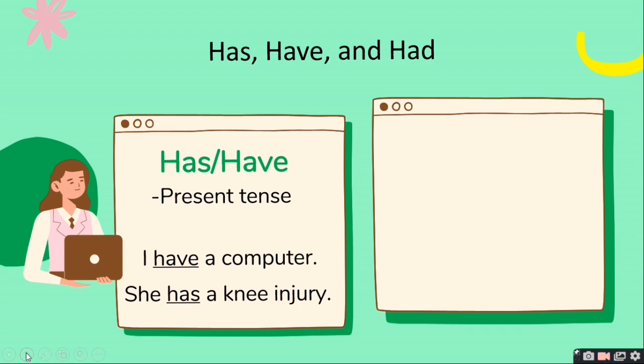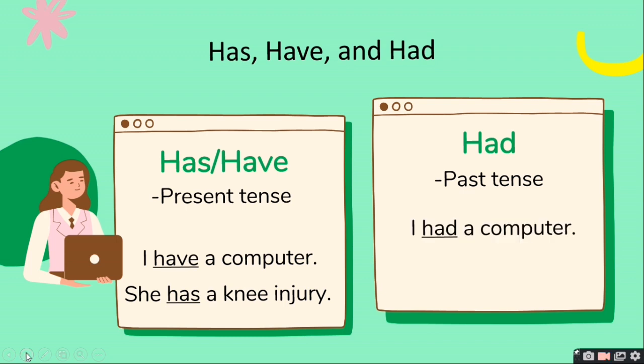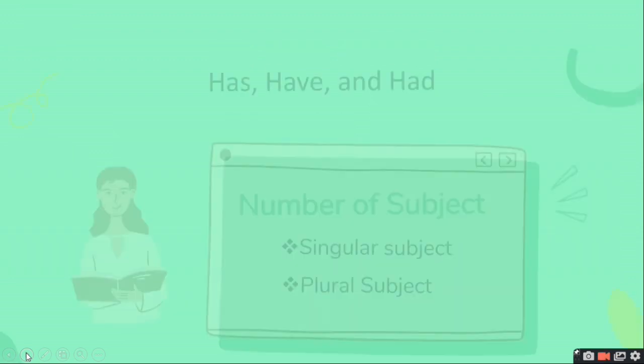Alright? Now let's move on to the verb had. Since the verb had is in the past tense, we use it to express things we had or events we experienced in the past but are no longer happening. For example, I had a computer. The sentence conveys that I had a computer before, but I don't have one now. She had a knee injury. It implies that she no longer has a knee injury, or the injury has healed, because the verb is now in the past tense. Alright?